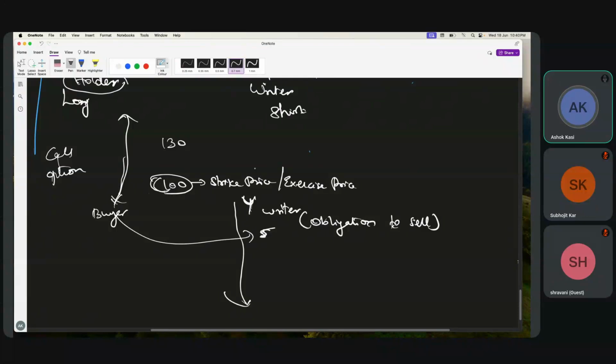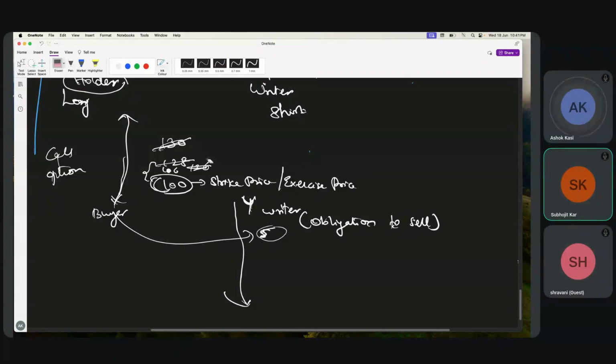So now tell me, what is the net profit for the buyer? 25. Yeah, 25. Shravani, you understood this 25? Yes, sir. Okay. What if the price is 128? 23. Yeah, 23. 28 is the profit minus 5, 23. What if it is 126? 21. Yeah, 21. What if it is 106? 1 rupee. Okay. What if it is 105?